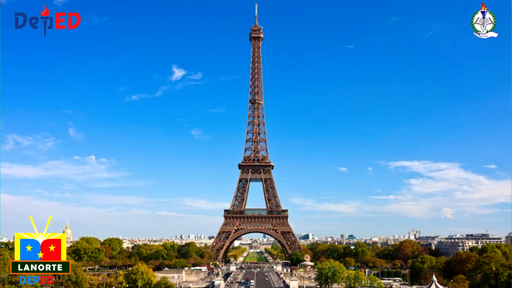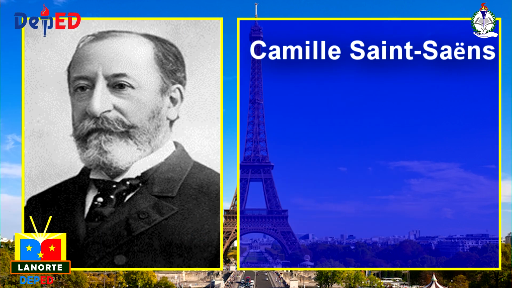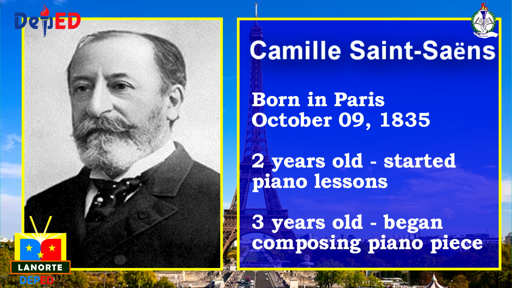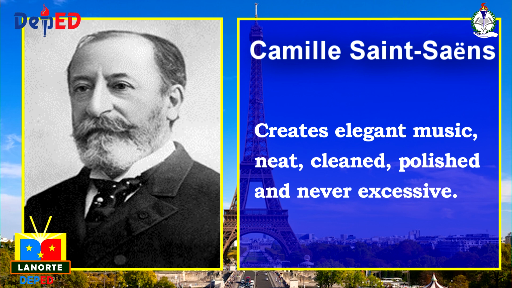And our last stop is in Paris, and let us look for Camille Saint-Saëns. He was born in Paris on October 9, 1835, and started his music from an early age through the help of his aunt by teaching him piano lessons when he was only 2 years old, and after, he began composing piano pieces at age 3. He was considered a composer who creates elegant music, clean, polished, and never excessive.